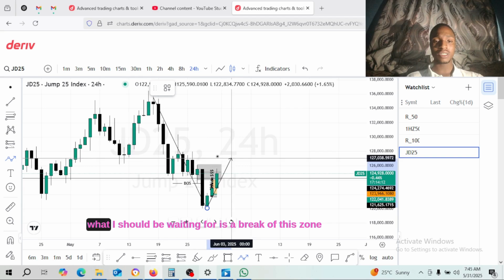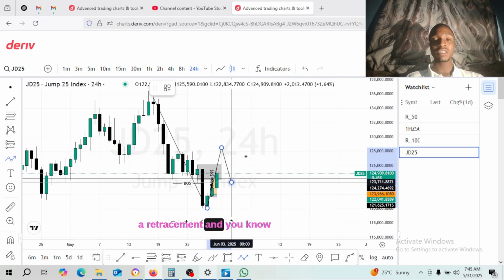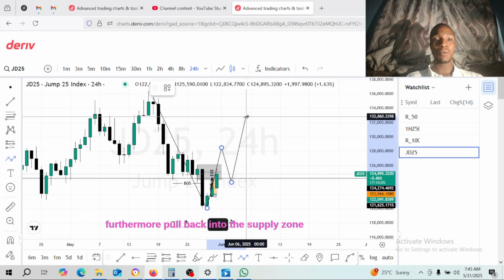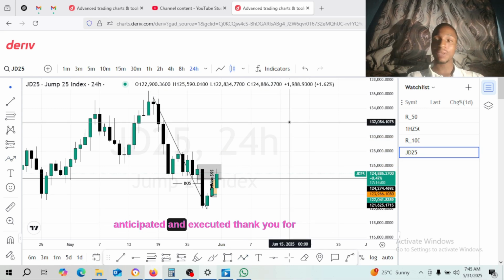Do you understand, guys? So what I should be waiting for is a break of this zone, a retracement, and furthermore a pullback into the supply zone. Do you understand, guys? So that was how the trade was anticipated and executed.